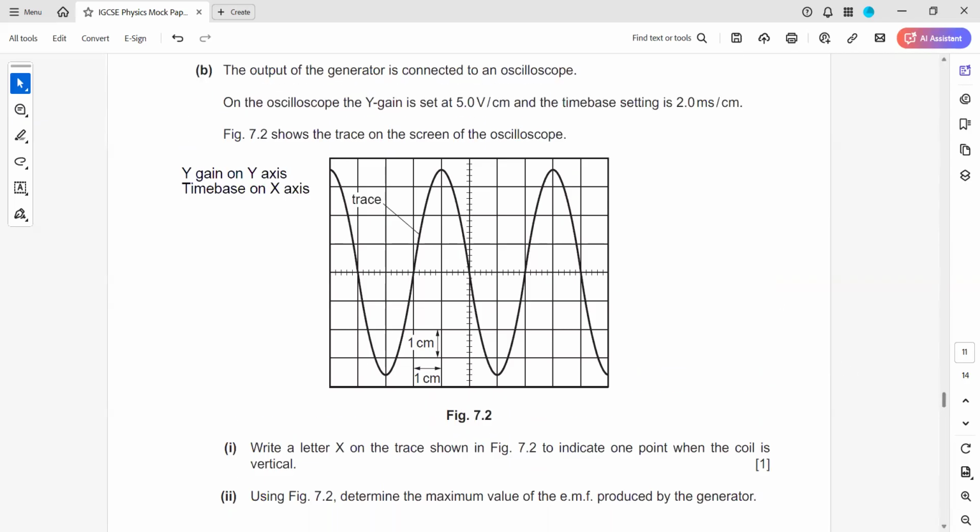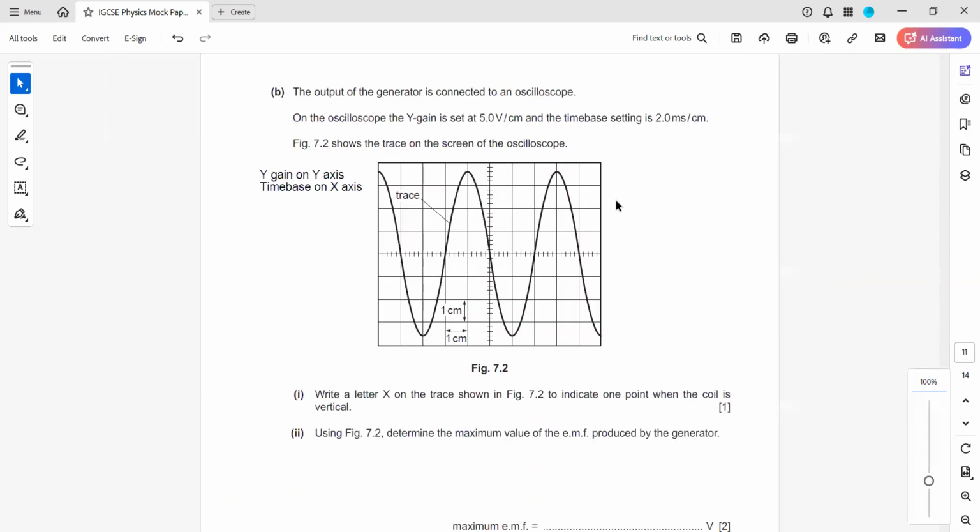The output of a generator is connected to an oscilloscope. On the oscilloscope, the Y gain is set, meaning the Y axis. It is 5 volts per centimeter, meaning one height equals 5 volts. And the time base is set on the x-axis at 2 milliseconds per centimeter, meaning one box represents 2 milliseconds. Y gain is on the y-axis and time base is on the x-axis.